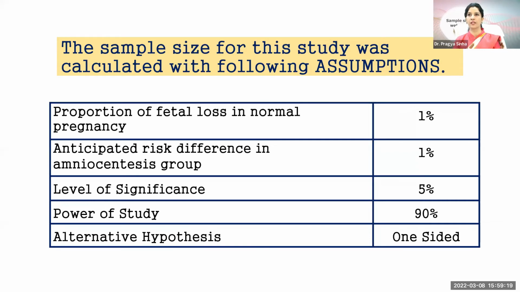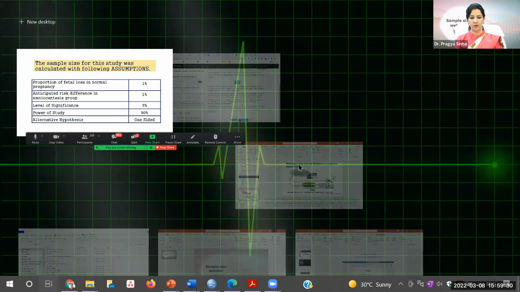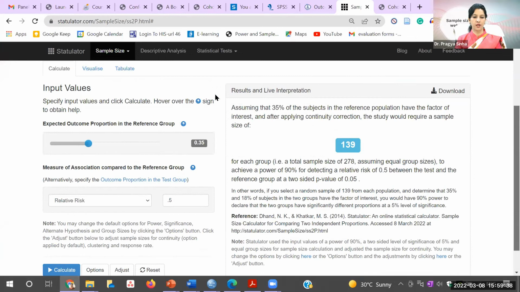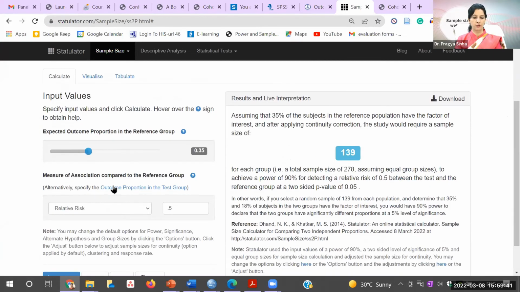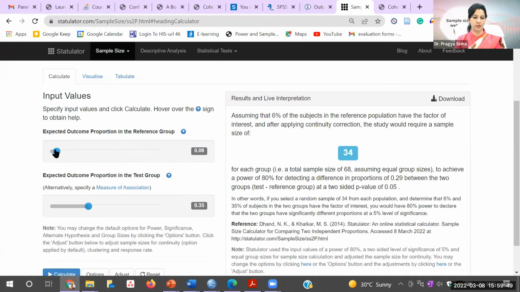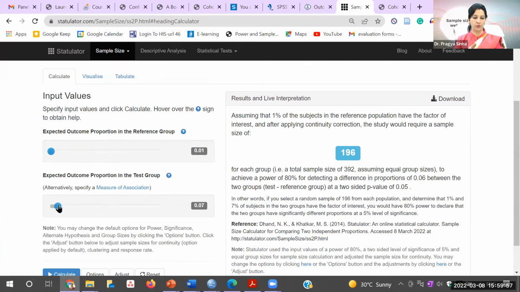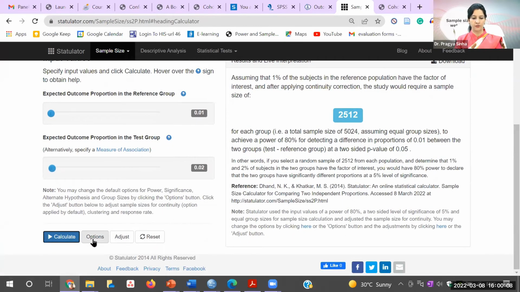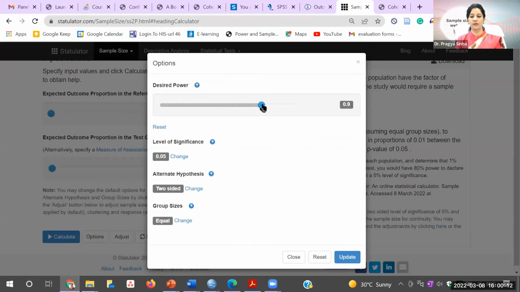So you can go to statulator.com. While you are doing it, I will also do it, for the people who cannot do it now. So I have to use 2 proportion. So I have to use the outcome proportion in the reference group. So it was 0.01, so I'll just put 0.01. And since it was 1% higher, it will be 0.02. And then you can calculate. Because it was 90% power, you can increase the power to 90%.